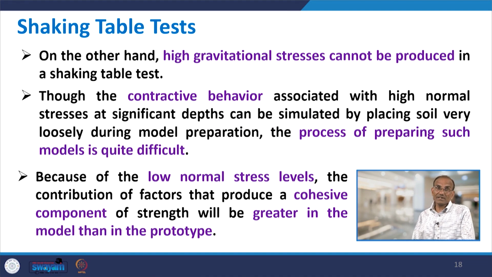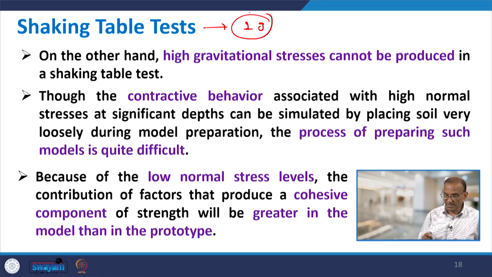On the other hand, high gravitational stresses cannot be produced in a shaking table test. As we discussed, the shaking table tests are conducted at 1 g. The level of gravitational stress is only 1 g rather than the higher stress.